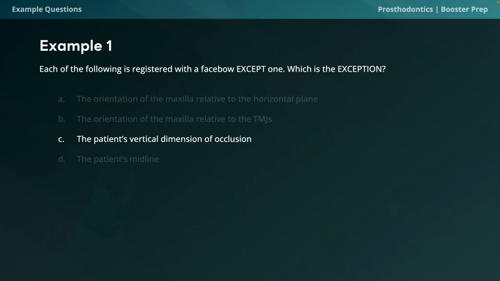Remember guys, the Facebow has nothing to do with the mandible. Its only focus is to relate the orientation of the maxilla, including the midline and the position of the occlusal plane, to the TMJs in different planes of space. VDO, or vertical dimension of occlusion, is a maxillomandibular or interjaw relationship.